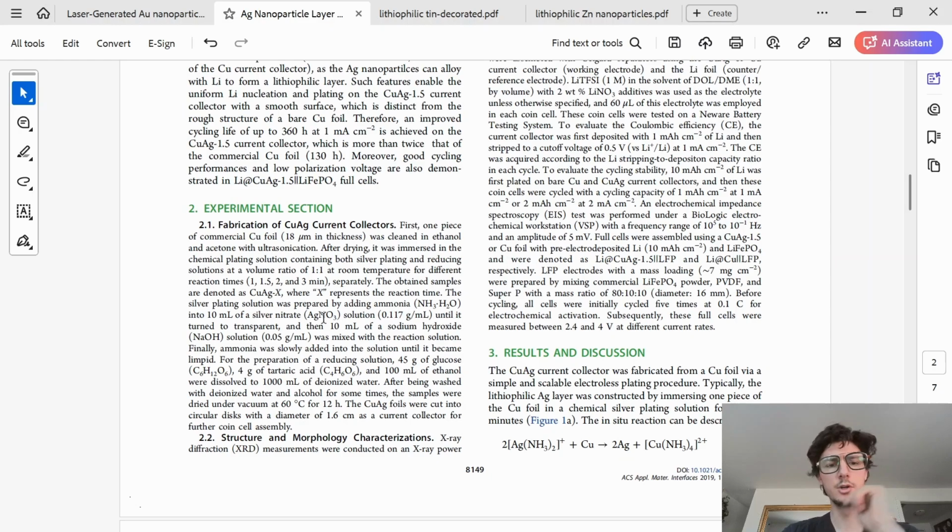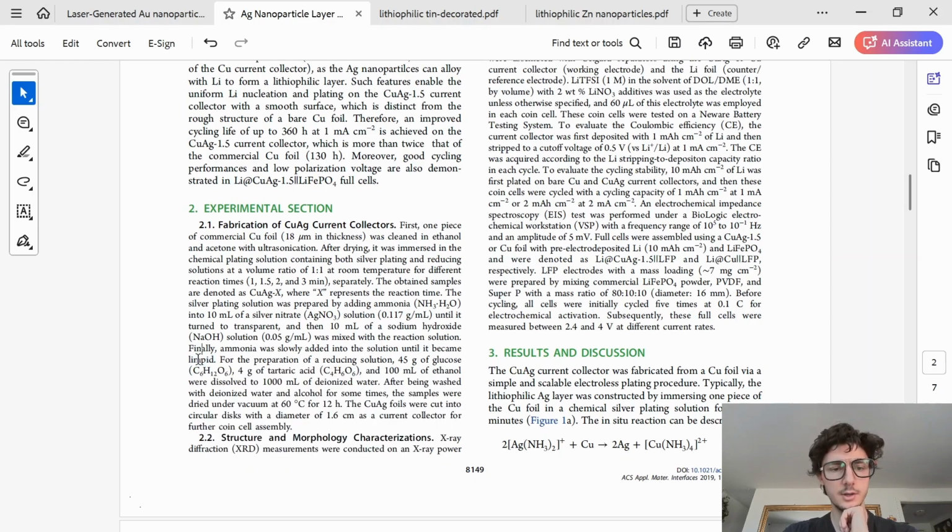The silver plating solution was prepared by adding ammonia, which is NH3·H2O, into 10 milliliters of silver nitrate, AgNO3, solution at this concentration until it turned transparent, and then 10 milliliters of sodium hydroxide, NaOH, a salt I assume, solution at this concentration was mixed with the reaction solution. Finally, ammonia was slowly added into the solution until it became limpid.